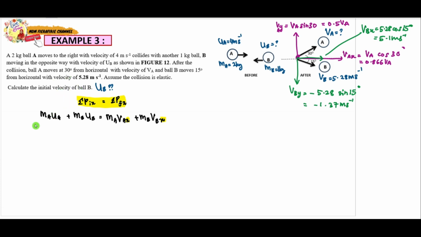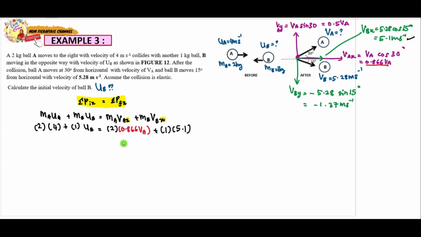So MA is equal to 2 kg, UA is given 4, plus MB is 1 kg, UB tak tahu berapa, MA is 2, VAX we already calculate here tapi macam tak lengkap lagi, so kita tulis saja 0.866 VA. Okay, plus VB 1 kg and VBX is 5.1. Kita dah kira dah tadi dekat sini 5.1.